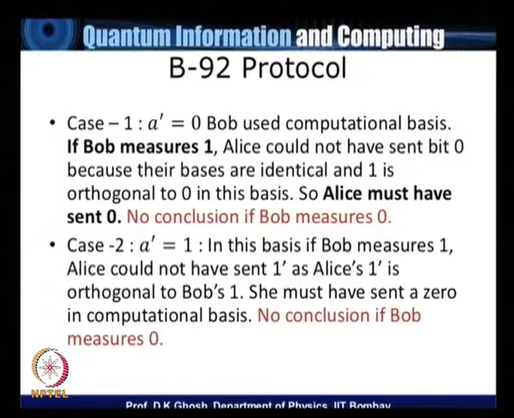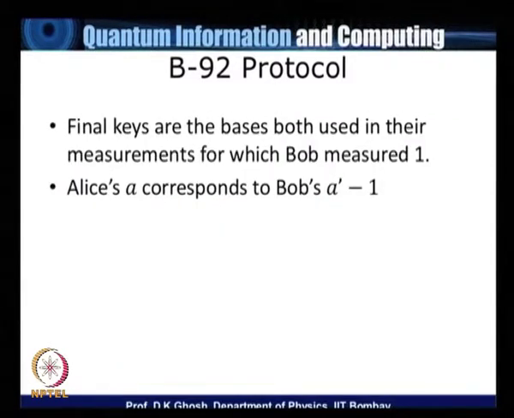So therefore, now notice, in both cases, if Bob measures 0, no conclusion can be reached. So what happens now is this, that we have a definite conclusion if Bob measures 1. Now when Bob measures 1, they decide the final keys will be the basis which both used in their measurement, for which Bob measured 1.